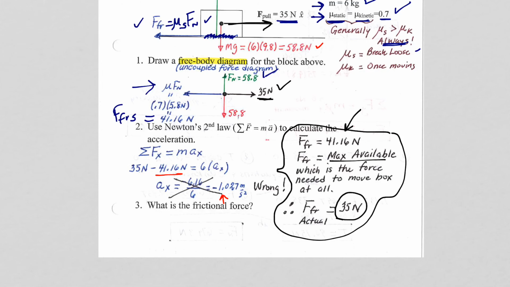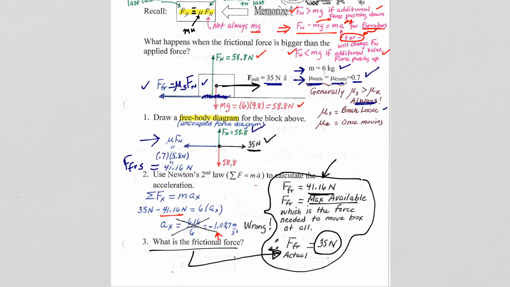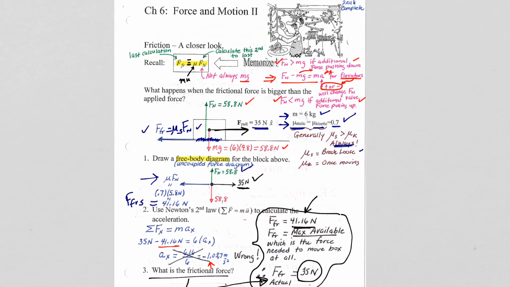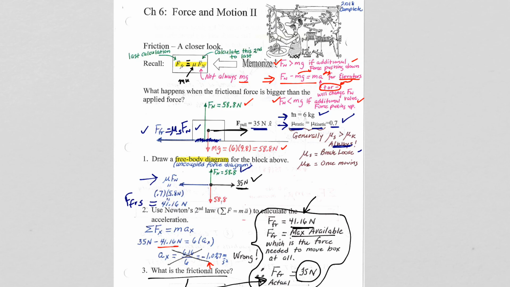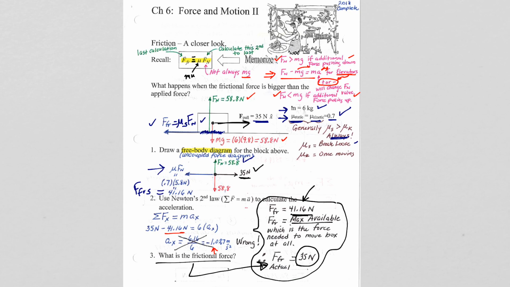So what is the frictional force? If you are asked on a quiz, a test, or a homework question, the frictional force is 35. The max available frictional force is 41.16. But if they ask you in a problem, what is the frictional force, they are asking you for the actual frictional force. Even from this discussion, there's going to be a lot more going on in individual problems, and that is why you are going to have more homework questions to look at.